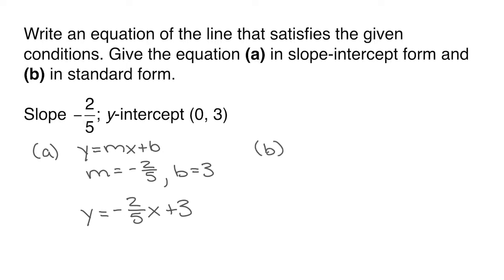We're also asked to write this equation in standard form, which is ax plus by equals c. To do that, we will first clear the fractions by multiplying the slope-intercept form by 5 on both sides. We get 5y equals -2x plus 15, and then we'll add 2x to both sides to get 2x plus 5y is equal to 15.